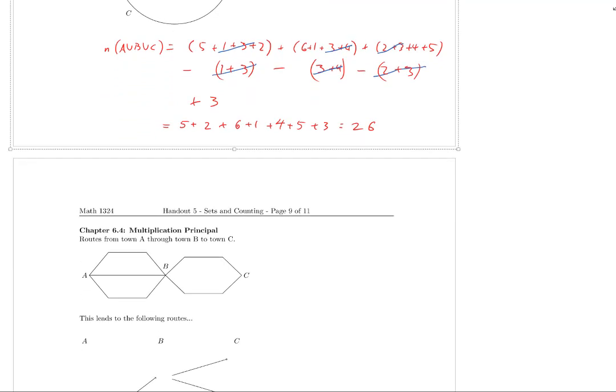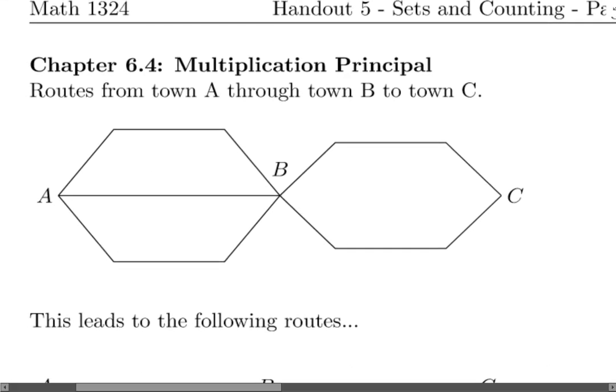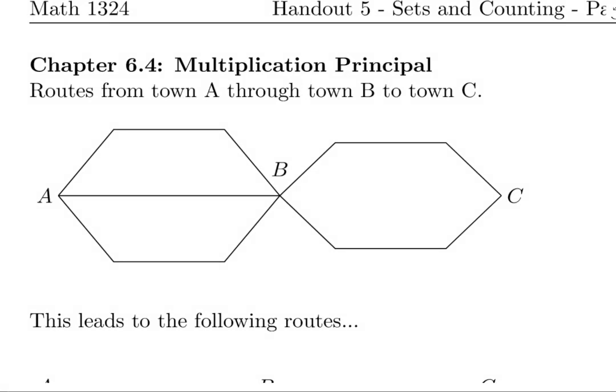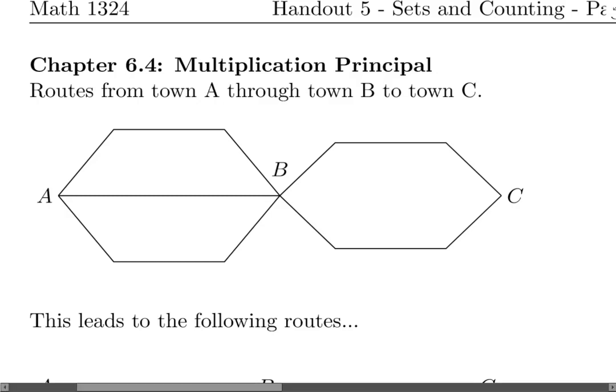We're going to begin talking about the multiplication principle by looking at the different ways we can get from town A to town C, where you have to travel through town B. So here, in order to get to town C, you have to travel through town B, and you have three different routes. You have route 1, route 2, and route 3. Any one of those routes can get you to town B.